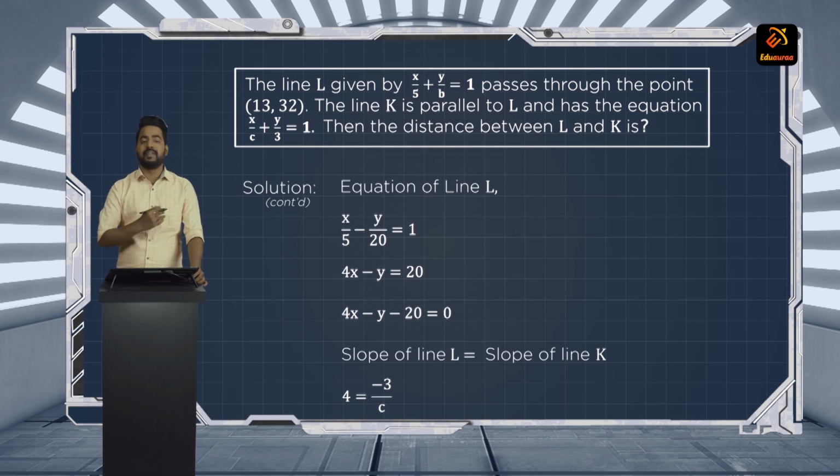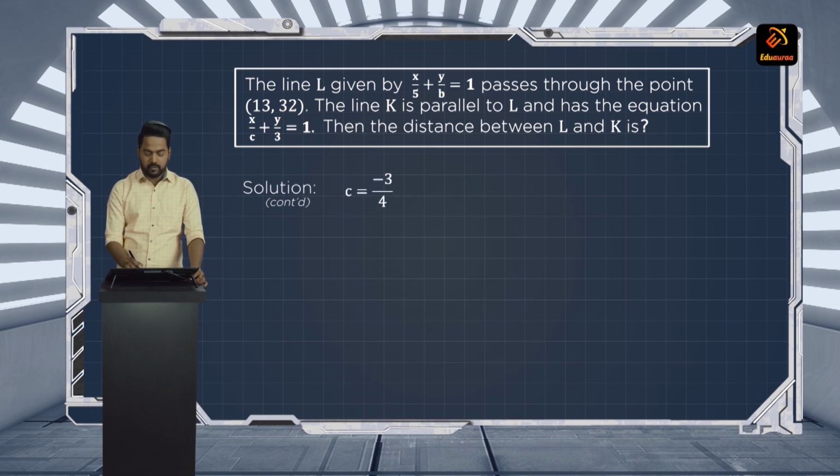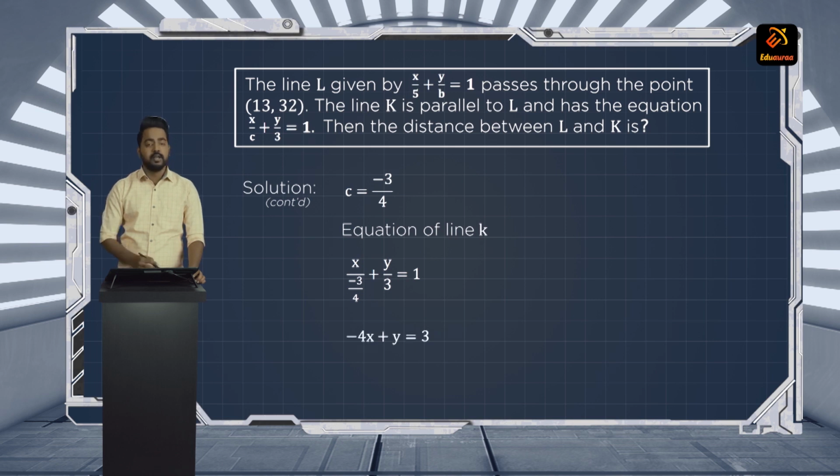And the slope of line K will be equal to minus 3 upon c. So c will be equal to minus 3 upon 4. So the equation of line K will be x upon minus 3 upon 4 plus y upon 3 equal to 1. So it will be minus 4x plus y equal to 3. So this can be written as 4x minus y plus 3 equal to 0. This is the equation of line K.